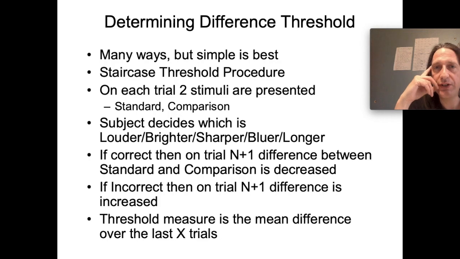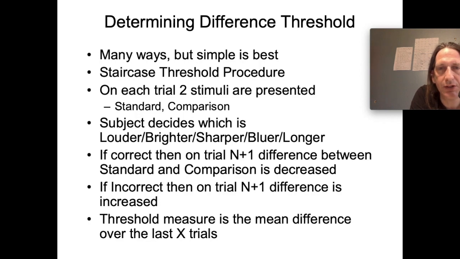Okay, so how do we determine a difference threshold? Well, there are many ways of doing this, but I'm going to show you the simplest way, and you'll find that all of the ways of doing this are just variants on this threshold technique, and it's called a staircase threshold technique. And it's incredibly simple. So on each trial, 2 stimuli are presented, a standard and a comparison.